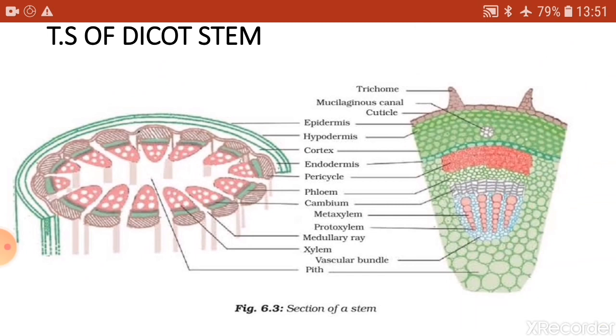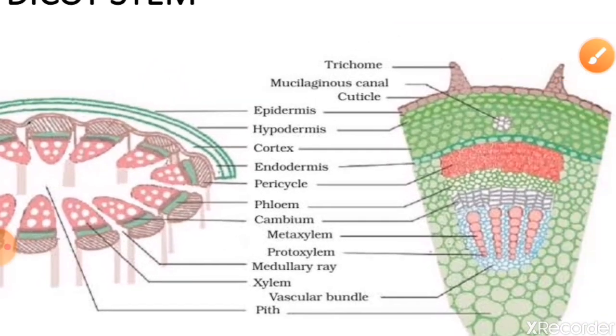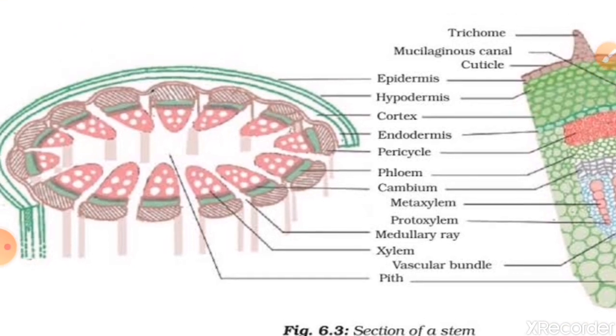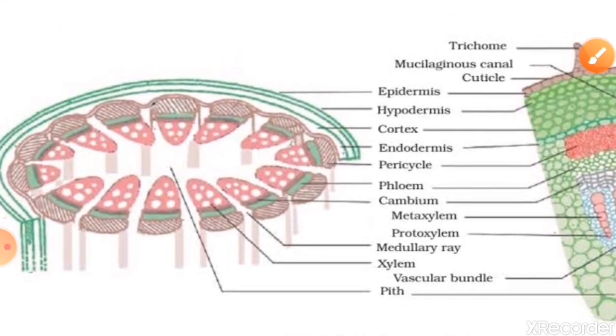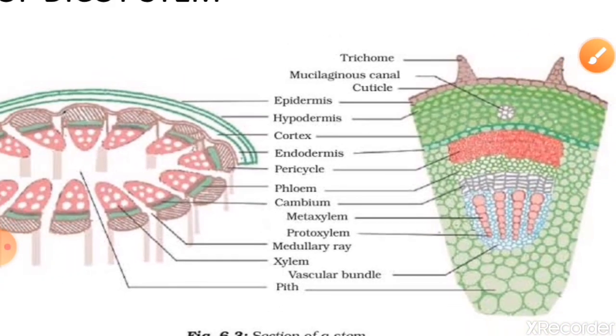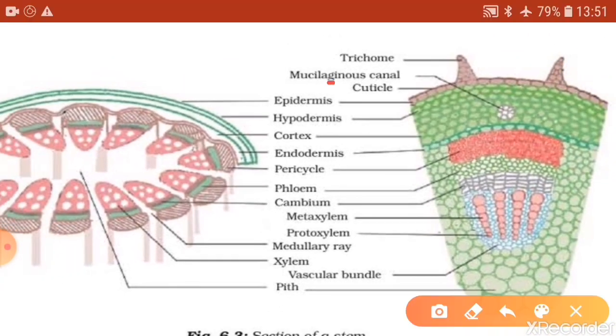The outermost covering, as you can see here, this diagram is the outline, and here you have the detailed microscopic structure. So this outermost covering is the epidermis. It is a protective tissue, and generally this epidermis is made up of one layer of cells, and that epidermis is also parenchymatous. Below the epidermis you find there is a multi-layered region present. This region is called the cortex region.